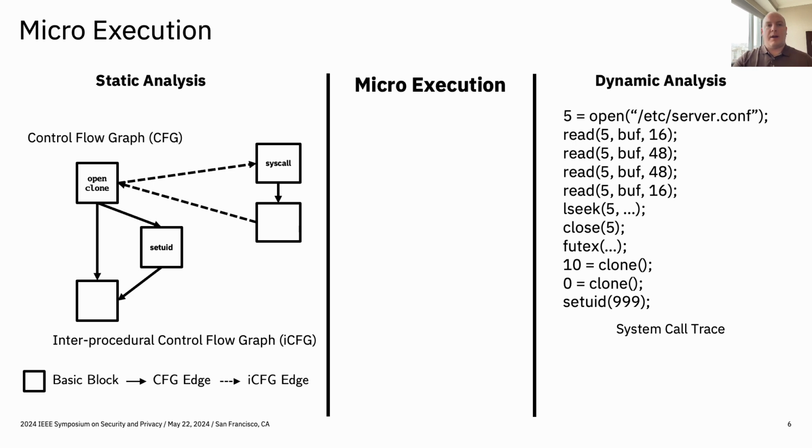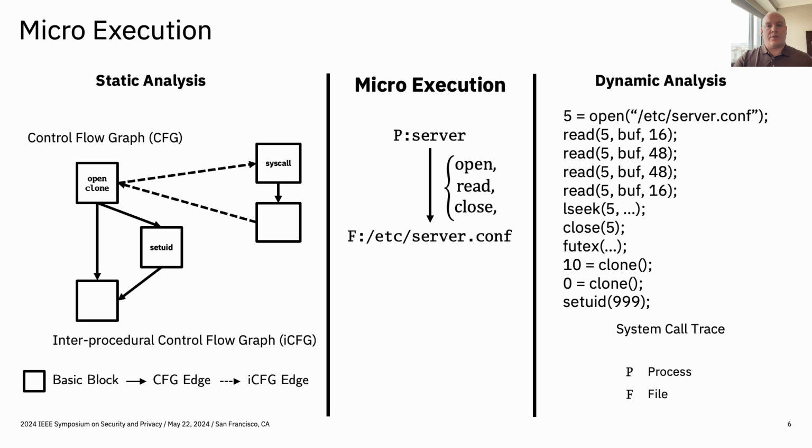We propose using microexecution as a technique to combine both of these approaches in order to infer a stateful projection of the control flow graph that summarizes both sequences of system calls and concrete arguments that are passed to each individual system call. As an example here, you can consider the server first opening, reading, and then closing an individual configuration file, and then starting up and preparing to accept requests by cloning and then dropping its user permissions.